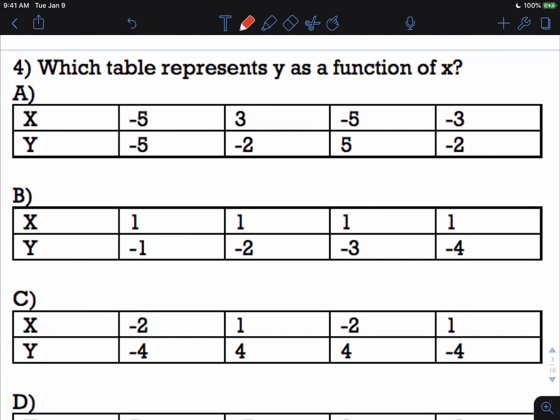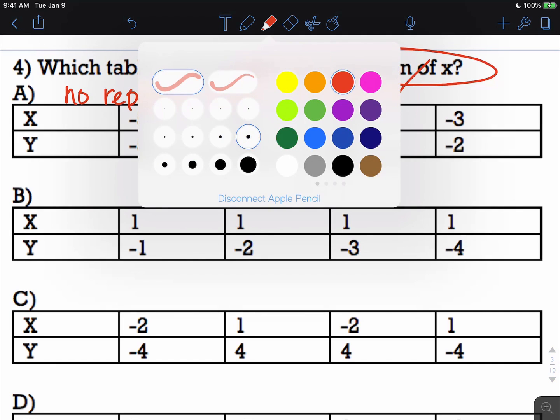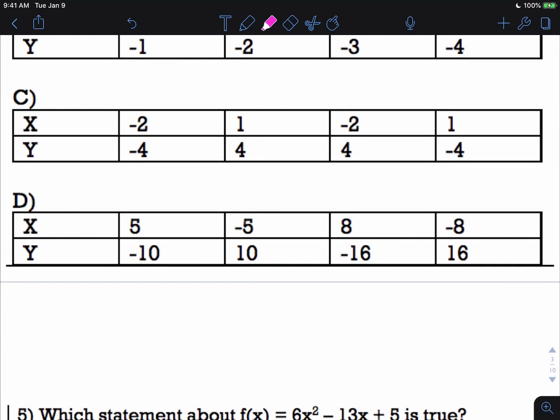Here they're asking which table represents y as a function of x. Fancy way of saying no repeating x's. And it also passes my vertical line test. So I'm going to look through my first one. Looks like those guys are repeating. That's not it. Over here, they're all repeating. That's definitely not it. Here, also have a repeat. And no repeats. My answer is D.